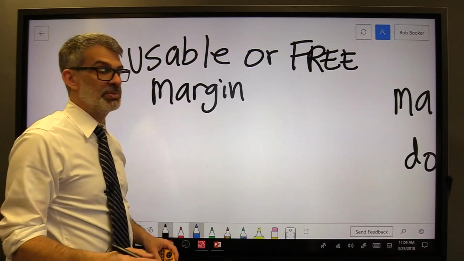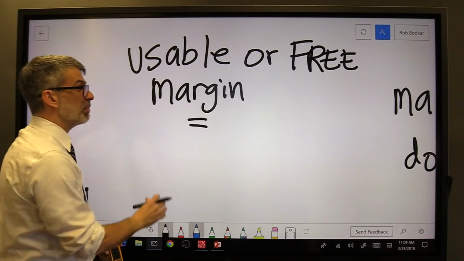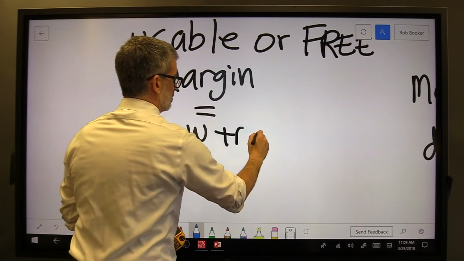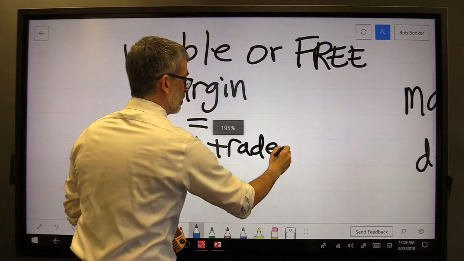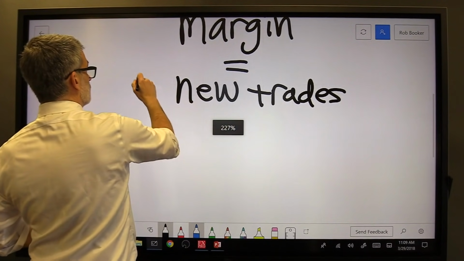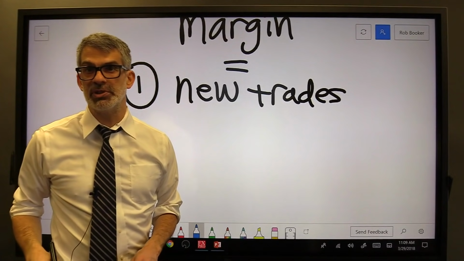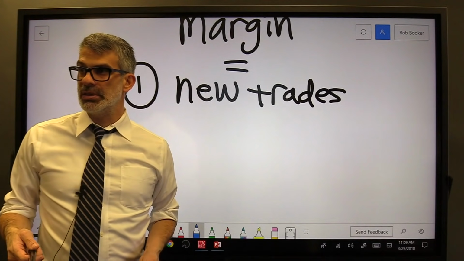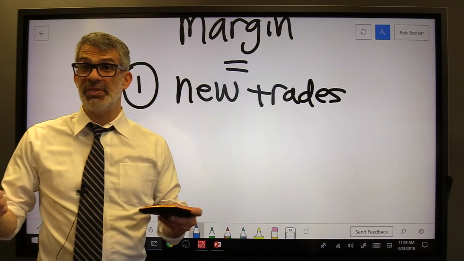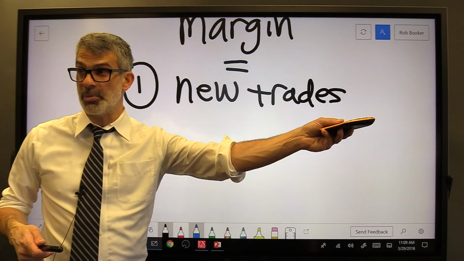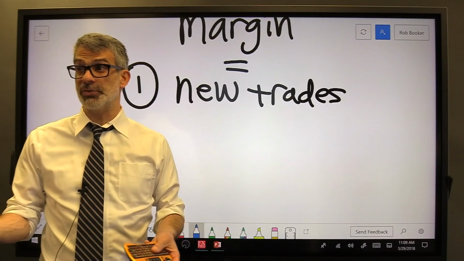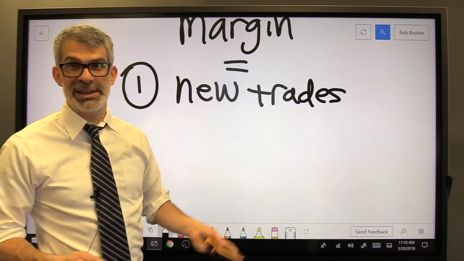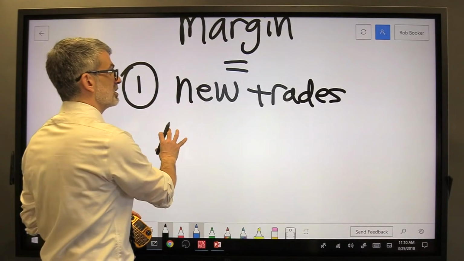Usable or free margin is the amount of money that you can use for new trades, number one. So that's the first thing it is. You can use your free margin for new trades. Just like a real estate investor might have $100,000 to work with, and they might have $10,000 out as a down payment on one property, and that means they have how much left over for more down payments on more properties? $90,000. Okay, so you could take new trades with your free or usable margin.